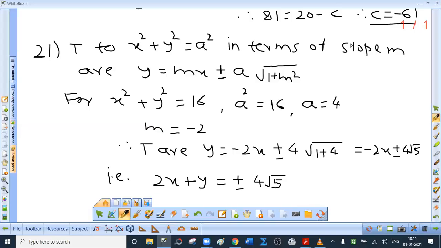21st, find the equations of the tangents to the circle x² + y² = 16 with slope minus 2. Now you have to use standard results. Tangents to the standard circle in terms of slope m are what? y = mx ± a√(1 + m²). For the given circle, radius a is 4. m is given to be minus 2. Just substitute the values. You can also write the answer as 2x + y ± the same as plus minus.